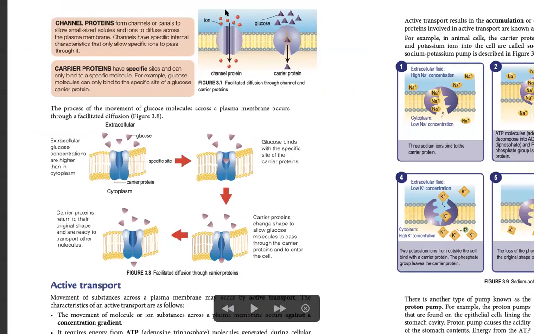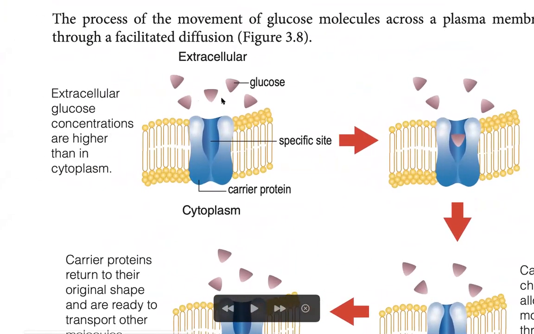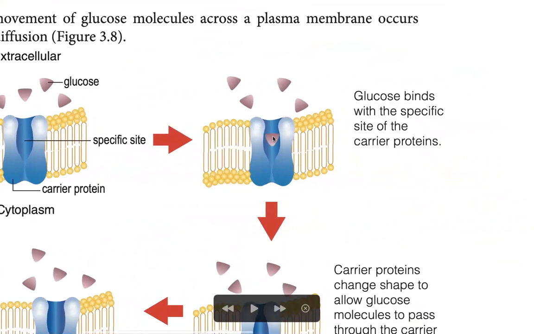Kalau yang ni tak payah bincang lah sebab dia just diffuse in and diffuse out easily. But for carrier protein, there is a specific mechanism. Okay, kita pergi satu-satu. Okay, pertama sekali awak tengok glucose ni. The concentration of glucose outside is higher than inside. Sebab itulah it can travel inside the cell. Okay, awak tengok. Extra glucose concentration is higher than in the cytoplasm. So, apa yang terjadi? So, the glucose will bind to the specific site.